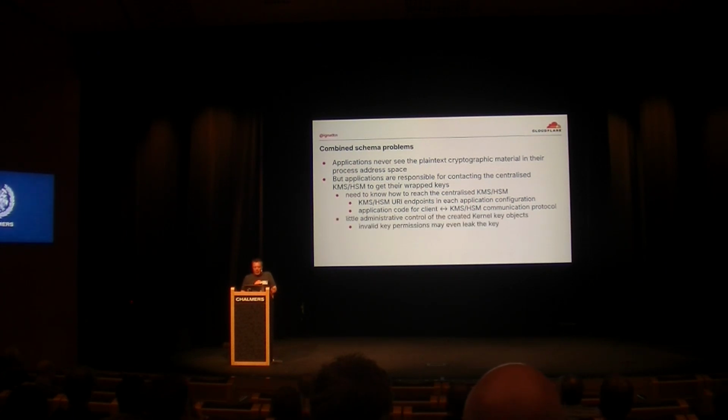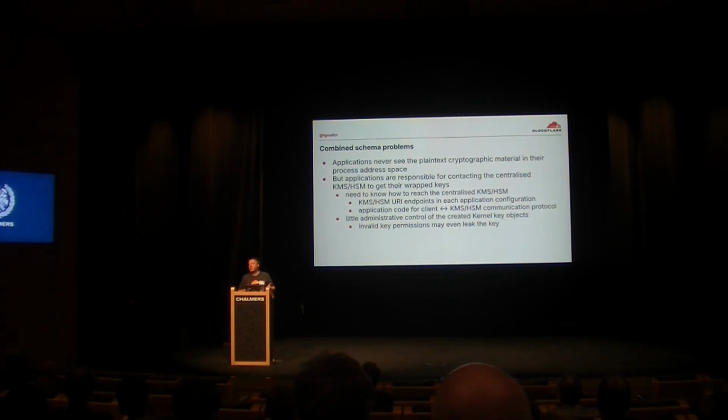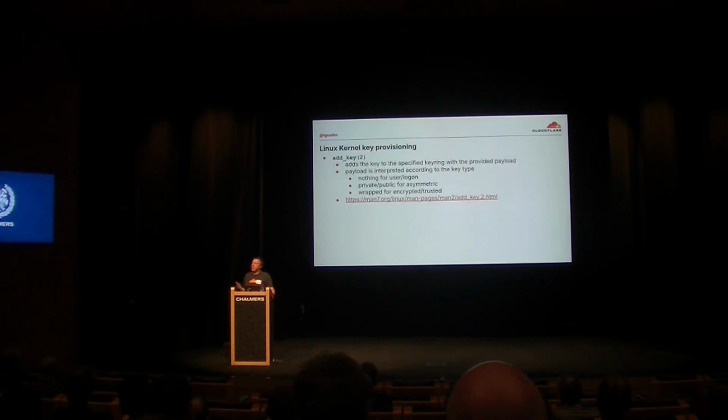And the problem is there is little administrative control of the created key objects. Applications are responsible for grabbing these wrap blobs and putting them into the kernel, but if they set incorrect permissions, then everyone on the system can read those keys, or use them at least, which is not what we want. And KMS ideally needs to somehow authenticate each requesting application from a particular server, which is also a good thing. So there is a better way in Linux.